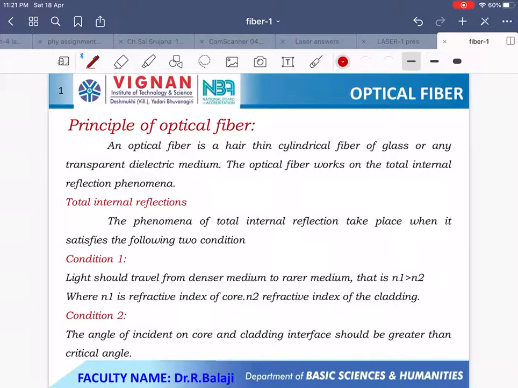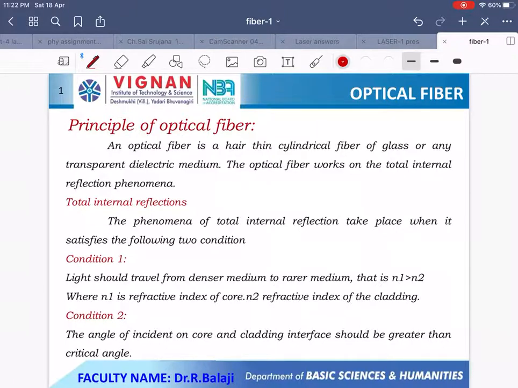Now, what is the total internal reflection phenomenon and in what situations does it exist? Total internal reflection takes place when the ray travels from denser media to rarer media. This is the first condition. The second one is that the incident angle is more than the critical angle. The ray is then reflected in the same media. So whenever these two conditions are satisfied, the ray reflects in the same media.